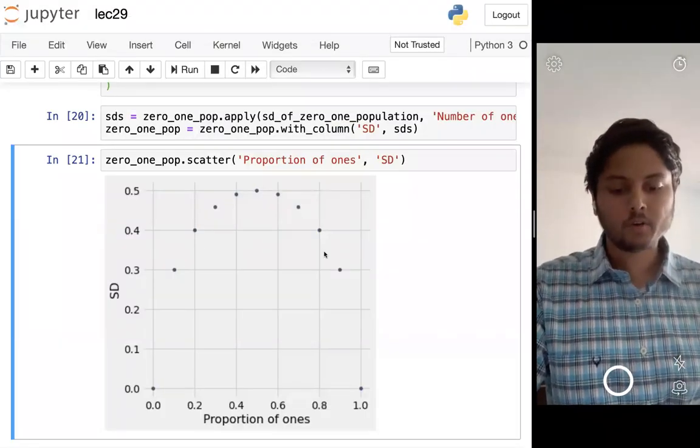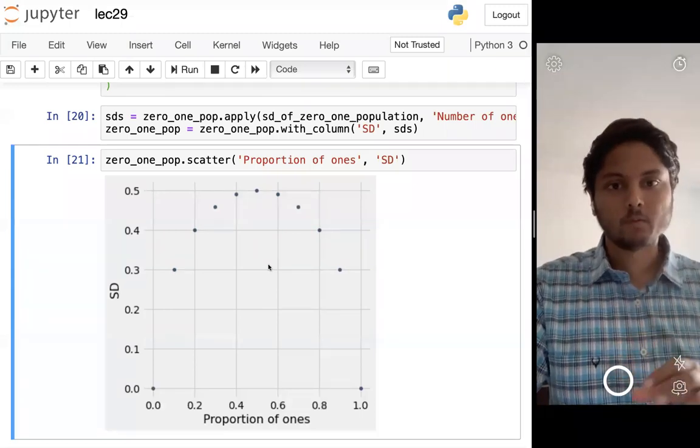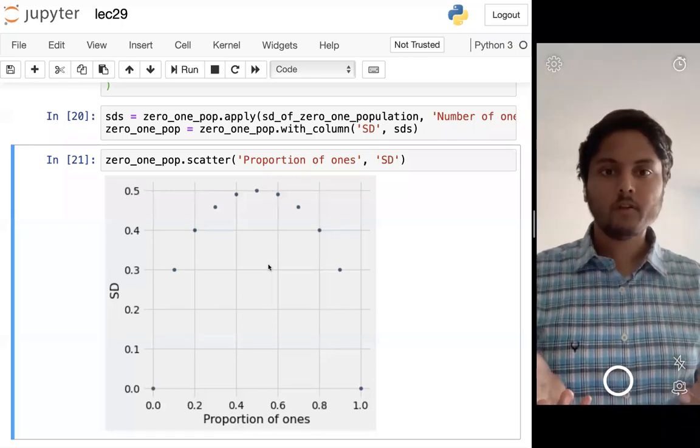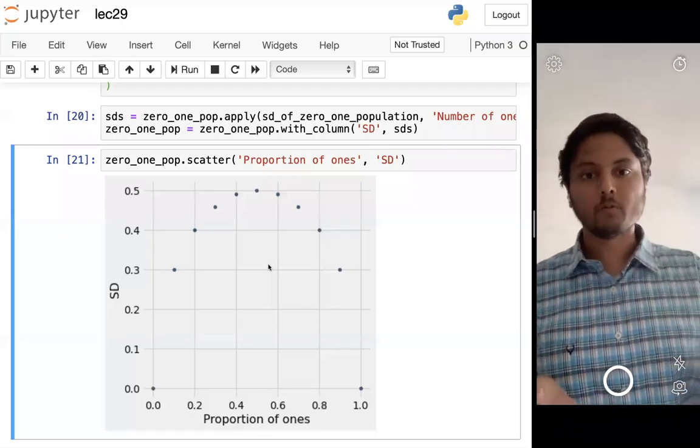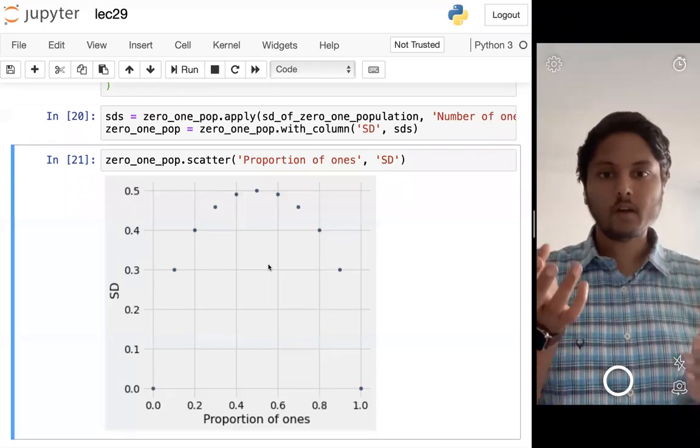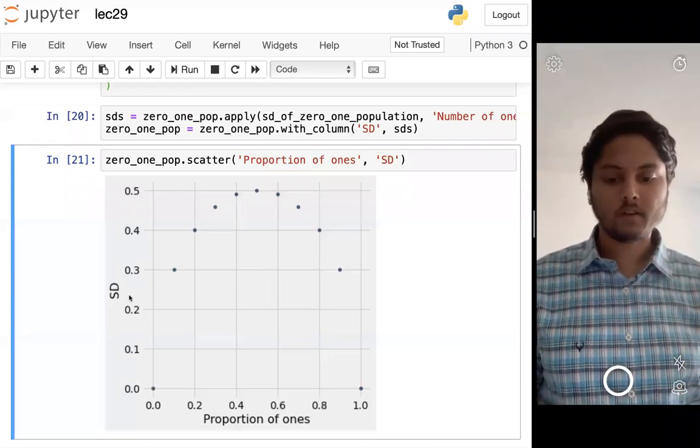So this demo notebook shows you different combinations of what proportion of your data is 1 or 0, because that's the only thing that can vary. When you have data that's 0 or 1, the only thing that can really vary is how much data is 1 versus how much data is 0. And so you can just try different combinations of that and then see what the SD is. That's essentially what we're doing here.